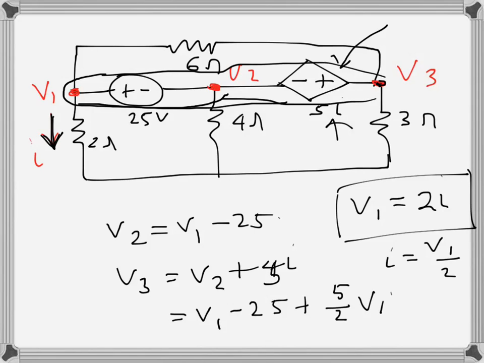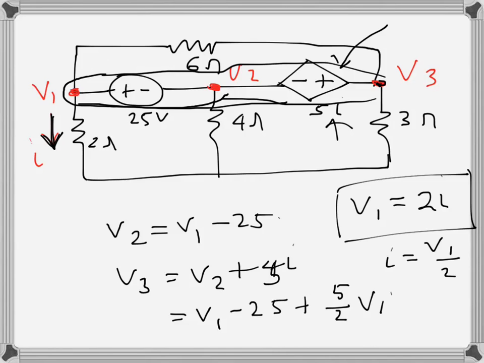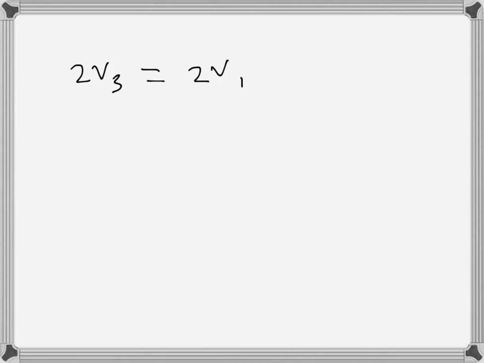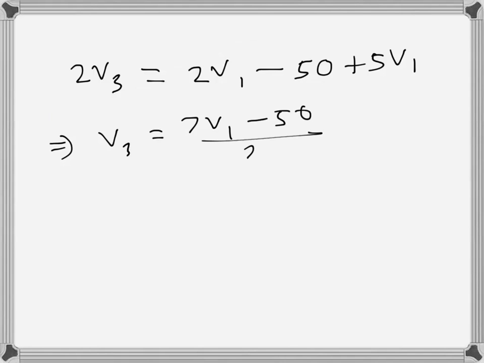And then what can be done is, if I multiply by 2, 2V3 is equal to 2V1 minus 50 plus 5V1. So V3 will be 7V1 minus 50 over 2. So that is the third relation.